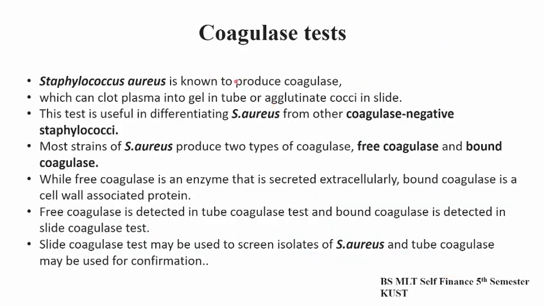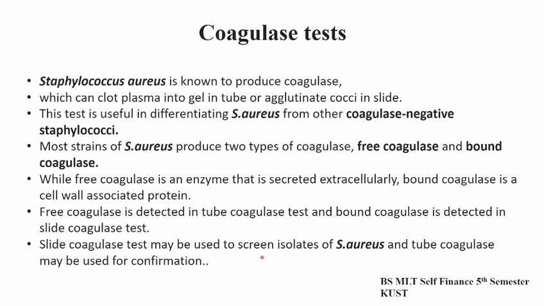The next one is the coagulase test. Staphylococcus aureus is known to produce coagulase, which can clot plasma into a gel in a tube or agglutinate cocci on a slide. The test is useful in differentiating Staphylococcus aureus from other coagulase-negative staphylococci. Most strains of Staphylococcus aureus produce two types of coagulase, free coagulase and bound coagulase. Free coagulase is an enzyme that is secreted extracellularly, while bound coagulase is a cell wall-associated protein. Free coagulase is detected in the tube coagulase test, and bound coagulase is detected in the slide coagulase test. The slide coagulase test may be used to screen isolates of Staphylococcus aureus, and the tube coagulase test may be used for confirmation.